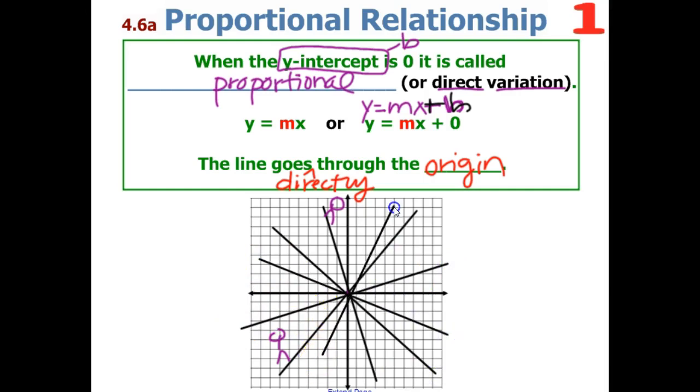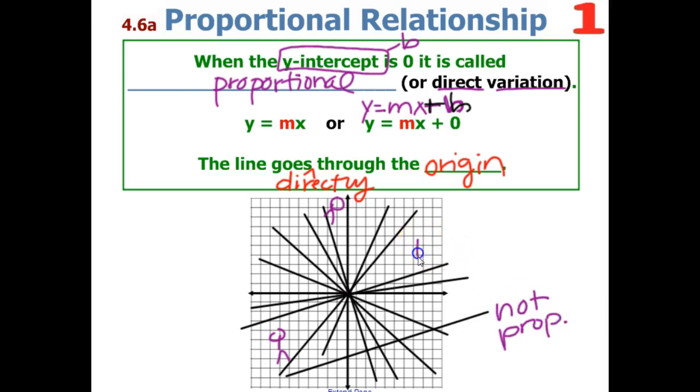So we could have hundreds of lines that go through the origin. I could keep going and going. But the point is, if it doesn't go through the origin like that one, this one would be not proportional. All the rest are proportional, and I just shortened the word to PROP instead of writing out the whole word. If you also want to just use direct variation, you can. They mean the same thing. So direct variation, proportional graphs go through the origin, 0, 0.